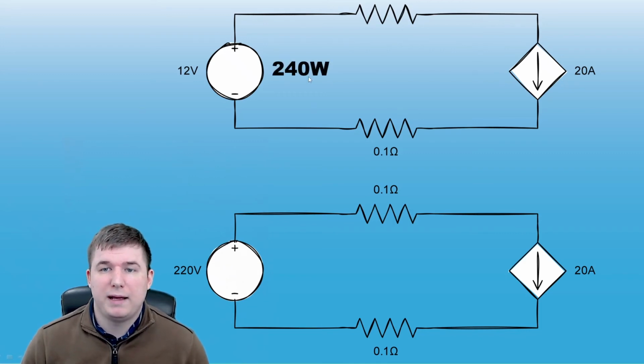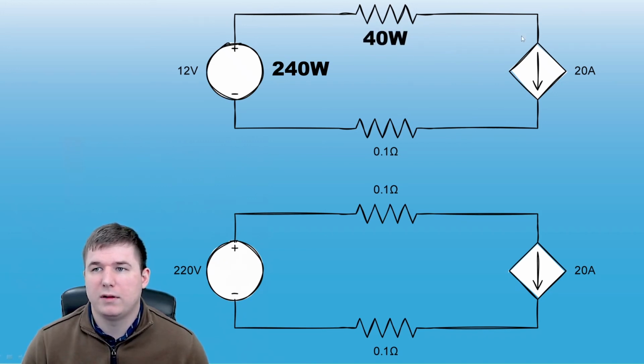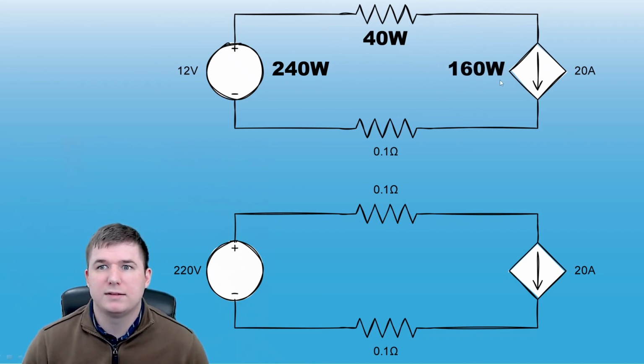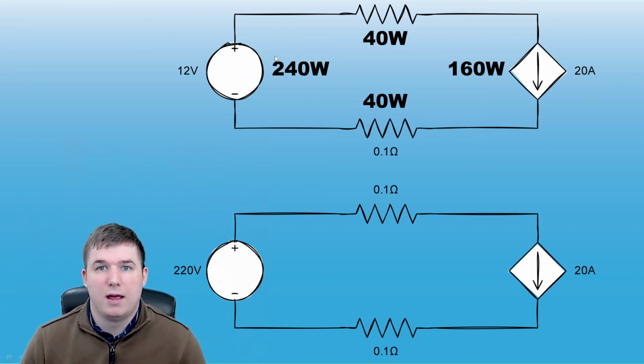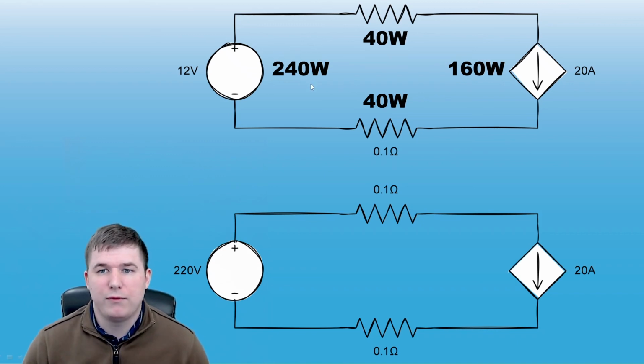So the 12 volt supply is supplying 240 watts. We're losing 40 watts here on the first wire to the load. The load itself is dissipating 160 watts, and we're losing an additional 40 watts on the return to the voltage supply. The 40 plus 160 plus 40 all add up to equal 240 watts. So all of the power is accounted for.